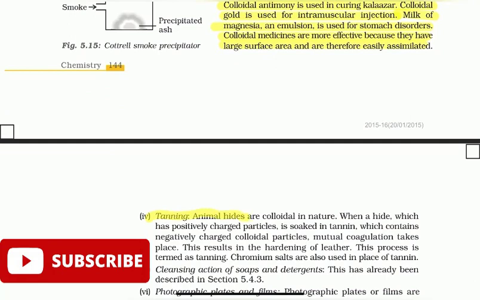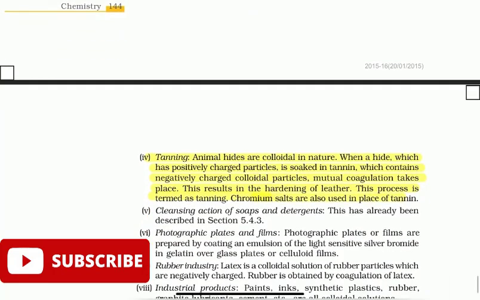Tanning. Animal hides are colloidal in nature. When a hide which has positively charged particles is soaked in tannin which contains negatively charged colloidal particles, mutual coagulation takes place. This results in the hardening of leather. This process is termed as tanning. Chromium salts are also used in place of tannin. Cleansing action of soaps and detergent.